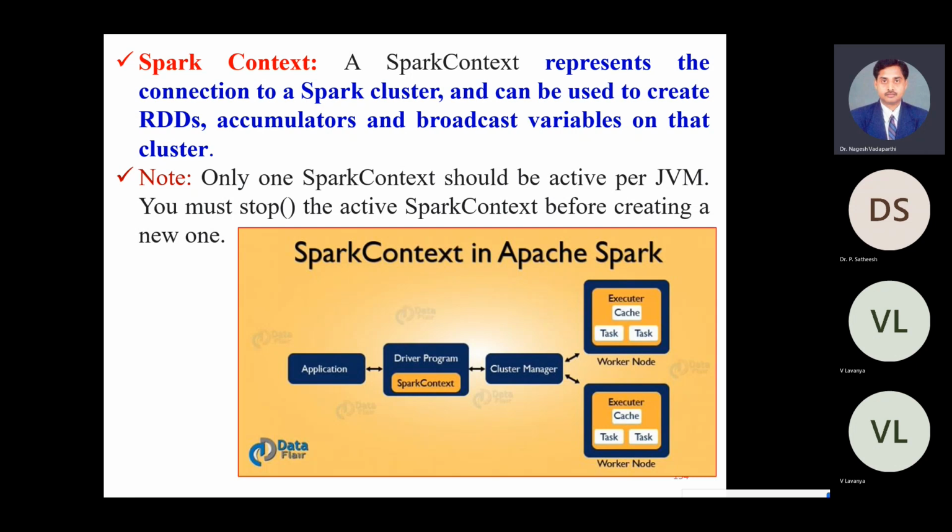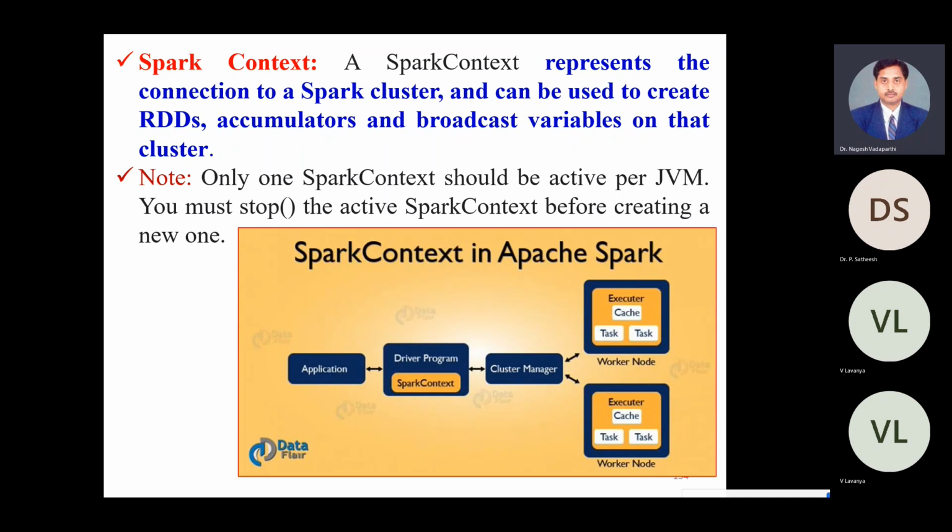Note, only one Spark context should be active per JVM, that means Java Virtual Machine. If you are using Java as a programming language, it is platform independent, so each system can execute its own JVM environment. It creates bytecode, which you cannot understand, but the system can understand. Bytecode is nothing but a stream, a collection of bits. You must stop the active Spark context before creating a new one.